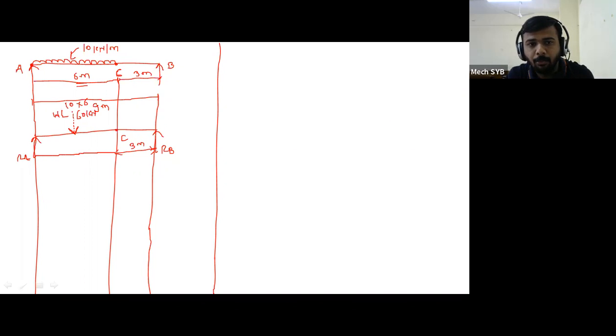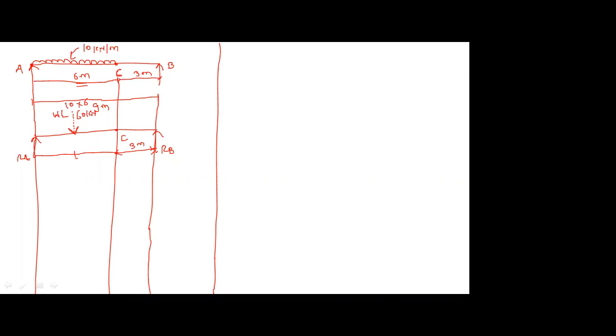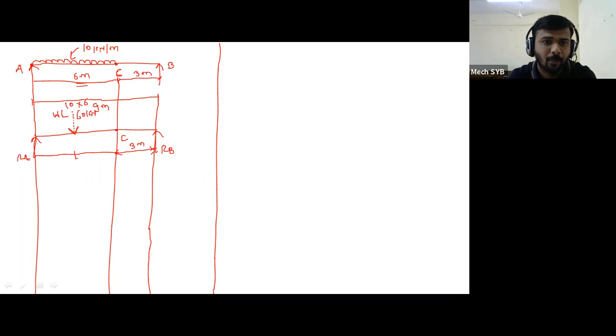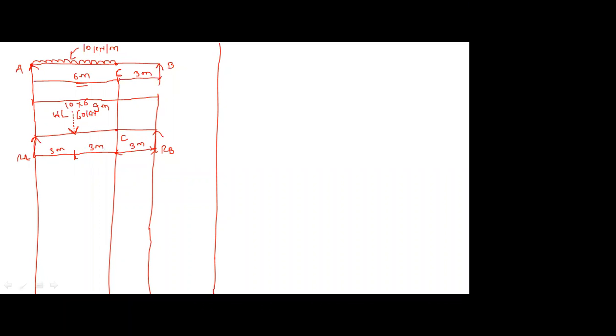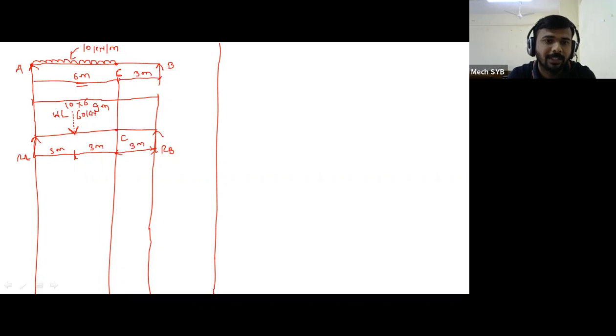Now, at what distance will it act? L by 2, L by 3, or 2L by 3? L by 2. Please keep in mind, for UDL it is very simple. What do we have to calculate? The exact center distance of the span on which it acts. So the UDL is spread over a length of 6 meters, and if I take L by 2, that means 3 meters from the left side. And this point load we converted from the UDL, just call that point P.